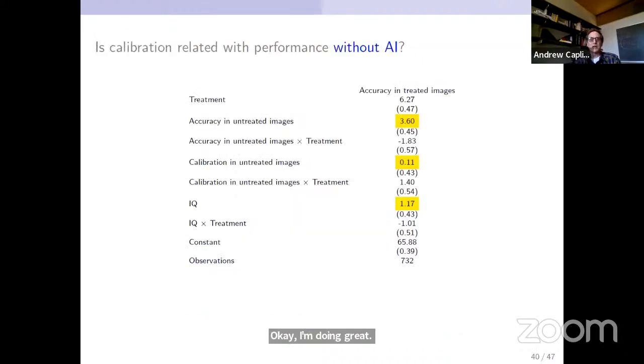Okay, is calibration related to performance without the AI? Well, what's going to happen is, if you take a look at the three in yellow, this says that when you split the sample in half, there's significant predictive power for accuracy. In other words, it's a fairly stable measure. Accuracy in one half predicts accuracy in the other half. IQ predicts accuracy in the treated images, and calibration does nothing.